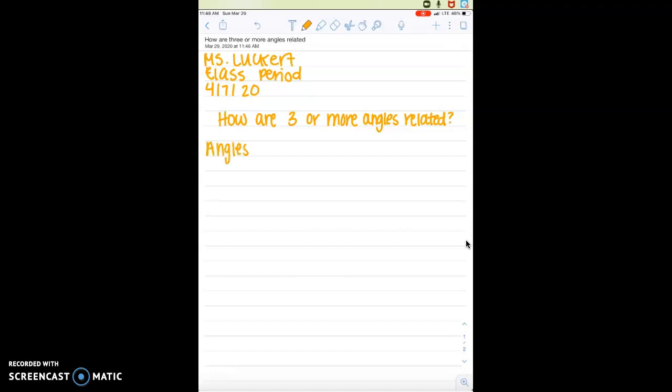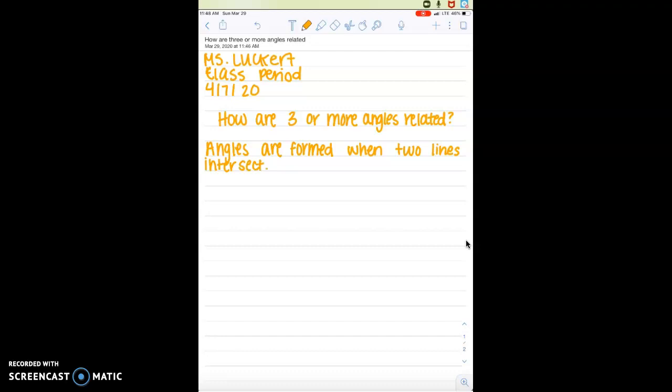So it is important for you to know that angles are formed when two lines intersect. Basically all that means is if you've got two lines going through each other, you are going to have some angles, which really is not a super hard concept to understand.